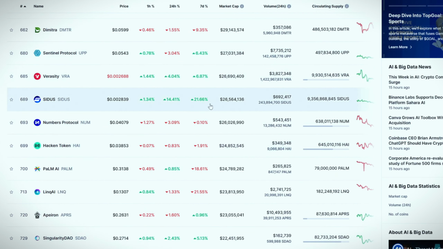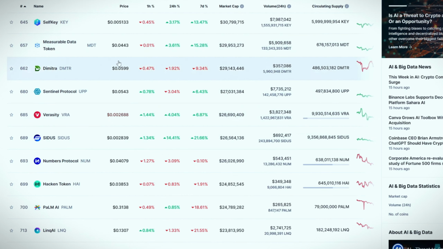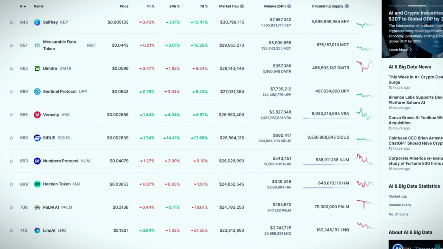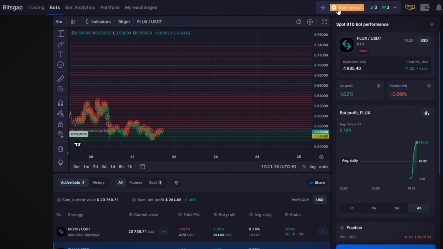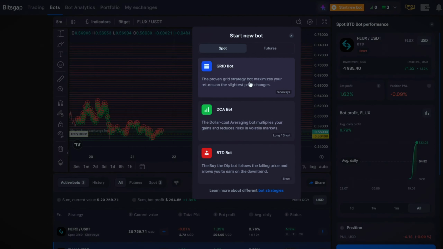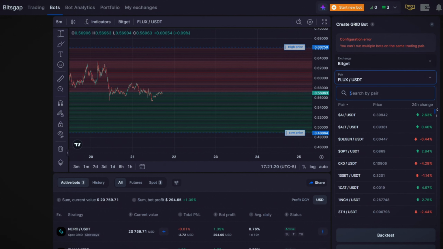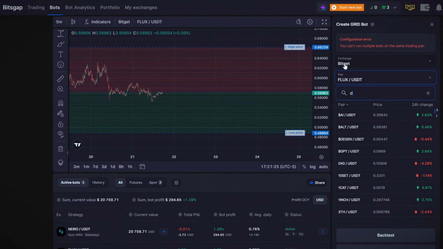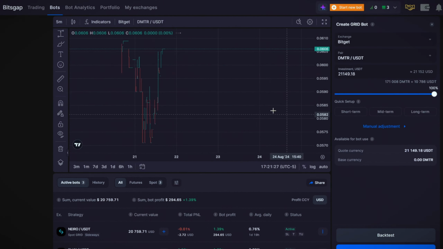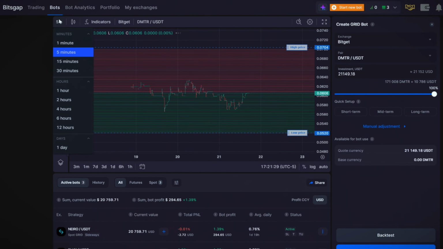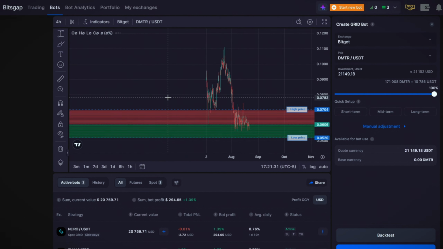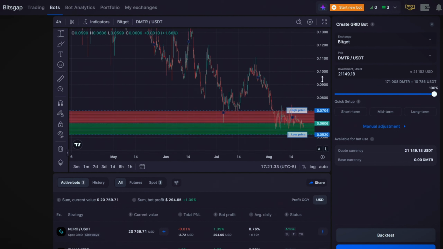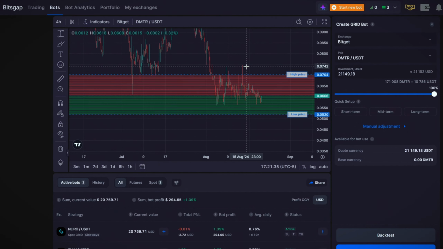So I'm going to be looking for something here, right? So I see this one has 29 million. So we can take a look at this one. Gonna briefly come to Bitsgap, click on Grid, search it up. So this one is called DMTR. Gonna click on it. I'm gonna analyze it, see how I like it. I usually like to do it in the 4 hour. Looks good. Looks like it has good volatility.